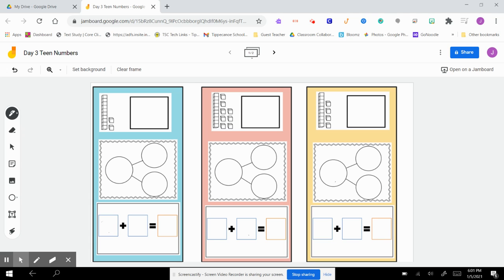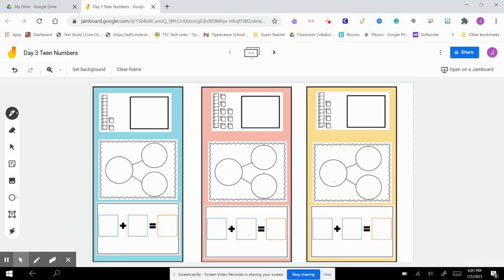Hi, boys and girls. We have been learning all about teen numbers this week, and we learned that a teen number is one group of 10 and some ones left over. Can you say all of your teen numbers? Let's say them together. 11, 12, 13, 14, 15, 16, 17, 18, and 19.